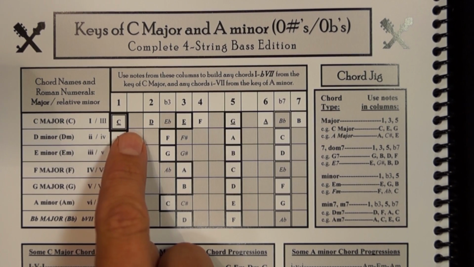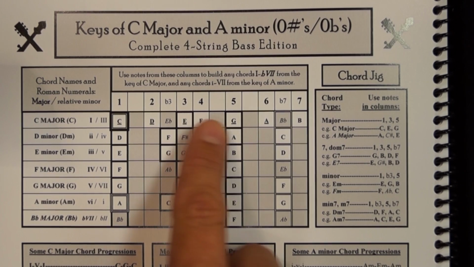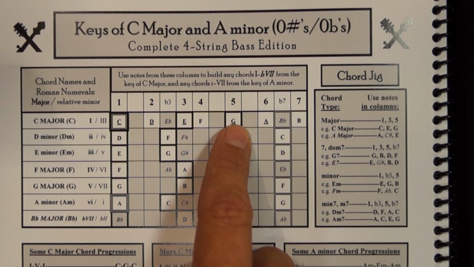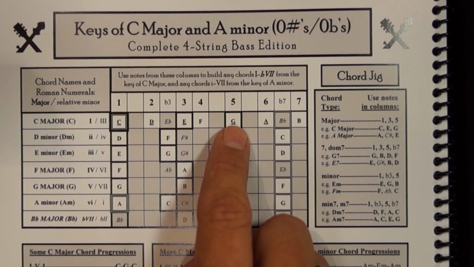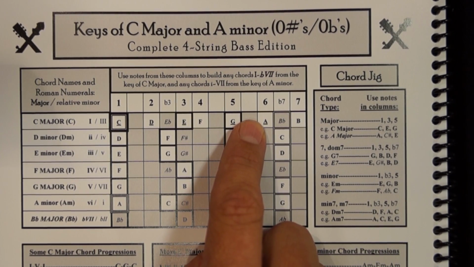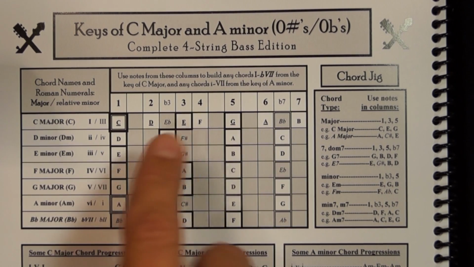The reason I want to know those notes is because on every single instrument in the world, C major chords are built from the notes C, E, and G. And for bass, if I know where the C, E, and G notes are, then I can start making some cool bass lines.